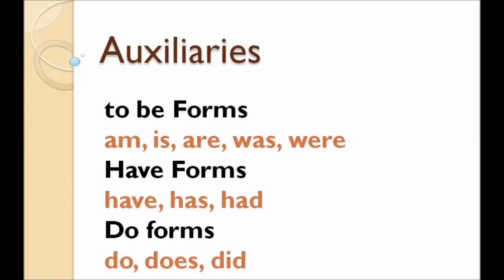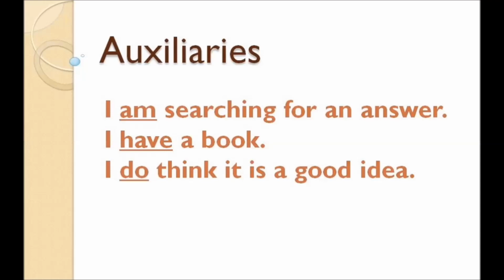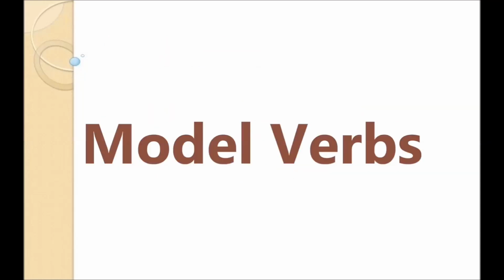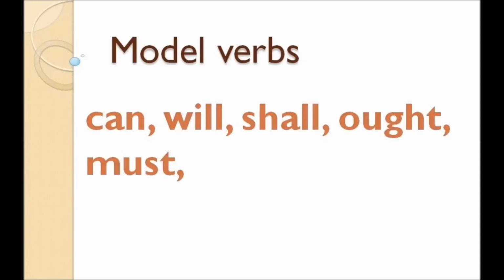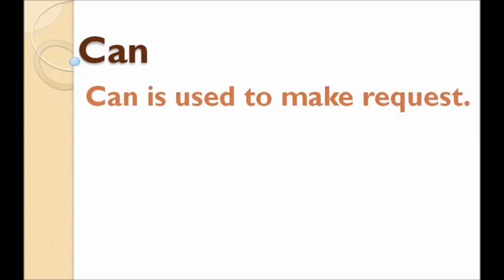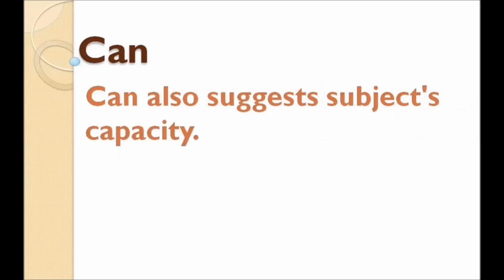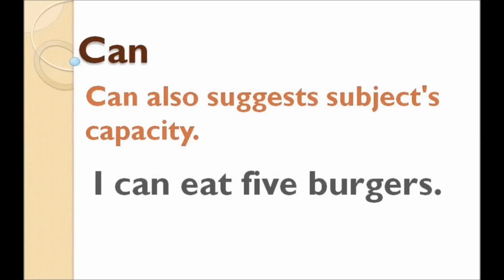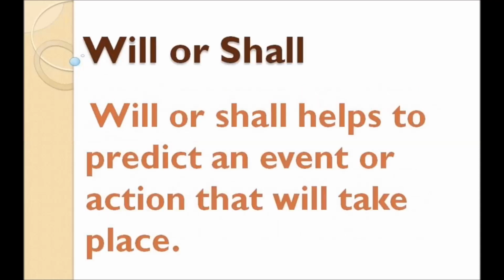For example, I am searching for an answer. I have a book. I do think it is a good idea. There are also modal verbs like can, will, shall, ought, must, need, may, etc. Can is used to make a request. Can you help me? It also suggests the subject's capacity. I can eat 5 burgers, or she can speak Hindi, English and Marathi.